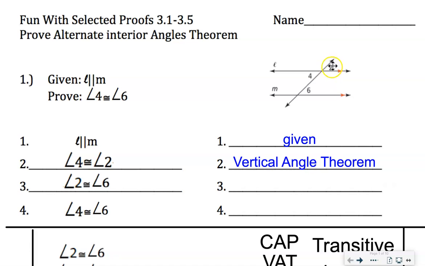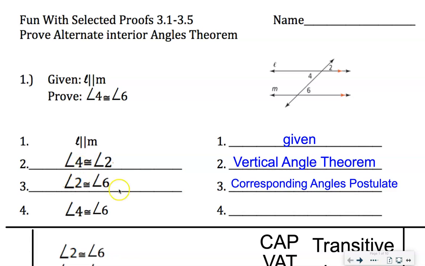Angle 2 is the upper right angle in the intersection of L and the transversal, and angle 6 is also the upper right angle where M meets the transversal. So those are corresponding angles. And so technically steps 2 and 3 could have been in either order this time. I think Schoology gave you a certain order for it. And then step 4 is 4 congruent to 6. They are alternate interior. We just can't use that this time because that's the theorem we're trying to prove.